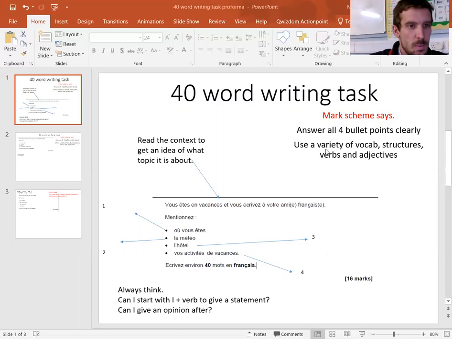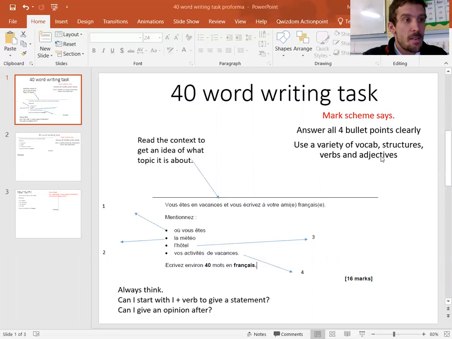Okay, the 40-word writing is a really simple mark scheme, and I've broken it down into 2 things really. Answer all 4 bullet points clearly, and use a variety of vocab structures, verbs and adjectives. And when I say a variety, you don't have to be super fancy. I just mean you can't start each sentence with j'adore, blah, blah, blah, car say all the time. You have to give some variety of vocabulary, of verbs, of adjectives, and of opinion phrases.